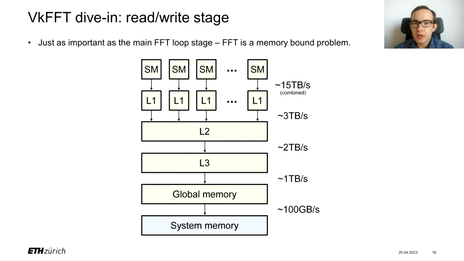Now we move on to the read-write stage of VkFFT. Because FFT is a memory-bound problem, this stage is just as important as the main FFT loop stage. We start with describing the memory speed hierarchy of modern GPUs. The main principle here is the closer something is located to the cores, the faster the core's access to it will be, and the smaller the size of it. So the priority of optimizations should go from the bottom to the top.